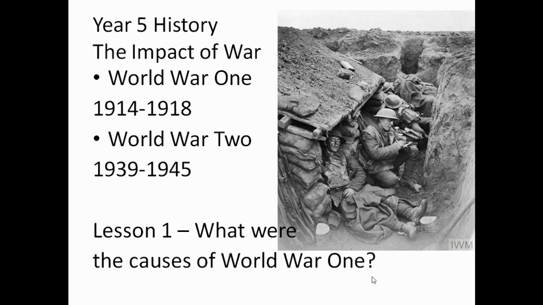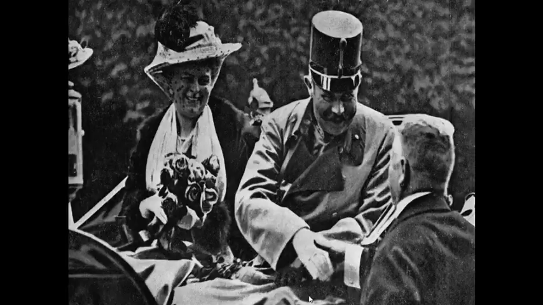In lesson 1, we're going to be looking at what were the causes of World War One. This man here and his wife, that's the Archduke Ferdinand. And he was the next in line to the throne of Austria. On the 28th of June 1914, he was shot dead by a terrorist, and that event kicked off World War One. But that wasn't really the cause of it, because why would one person's shooting lead to a war involving millions of people? That's what we're going to look at today.